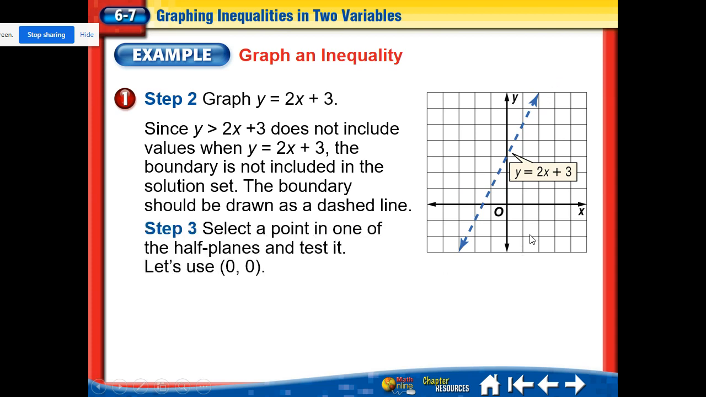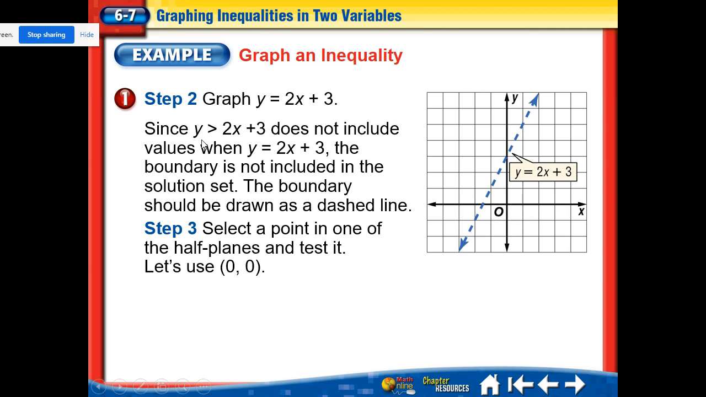Then I'm going to test a point. I'm going to try 0, 0 again. If you don't want to, greater than would be all the points that are above. So this side should be all the points that are above the line. But let's try 0, 0. If this is the part that is above and this should be the true side, this should give us a false answer. But let's try it.